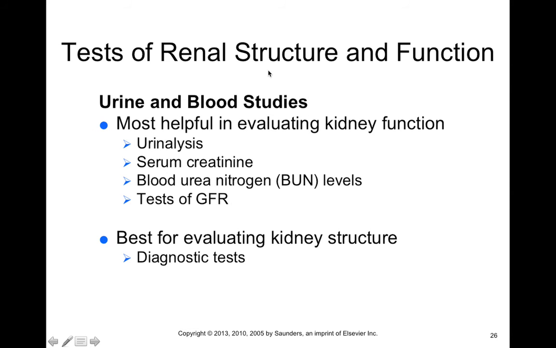Now, we can test normal renal function through a variety of mechanisms, and we can do this in either urine or blood. Some of the most helpful tools in evaluating kidney function include things like urinalysis, where you just directly look at urine itself. We can look at serum creatinine and blood urea nitrogen, and these are both blood markers of kidney function, or other tests of glomerular filtration rate. Otherwise, we can look at kidney structure using other diagnostic tests like ultrasound.